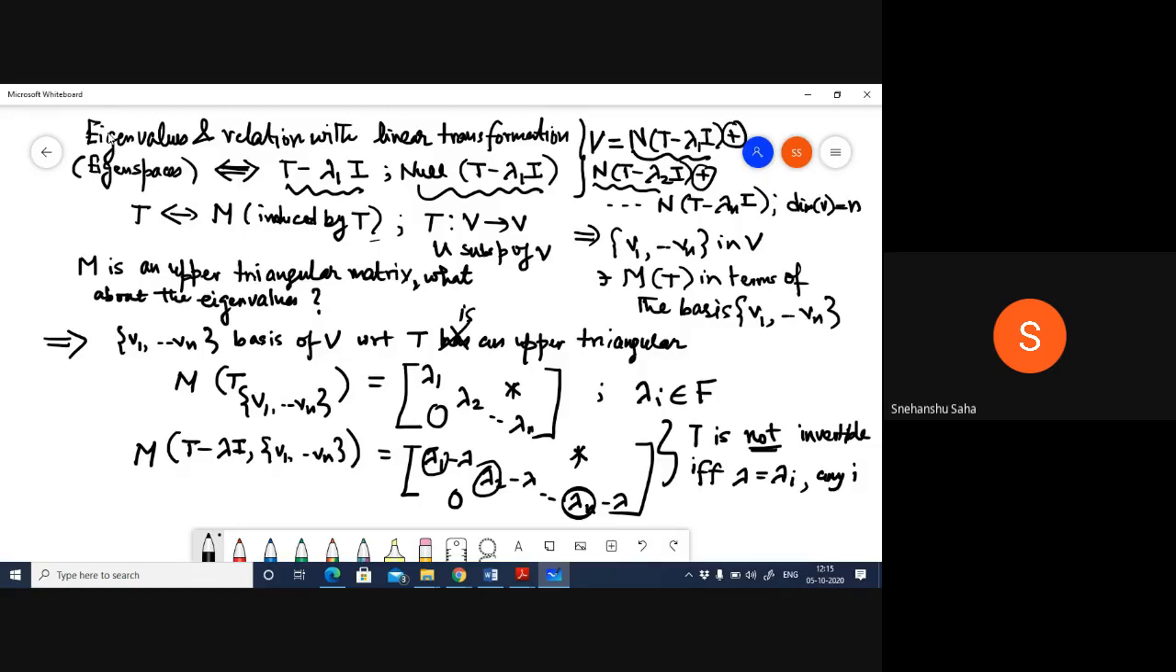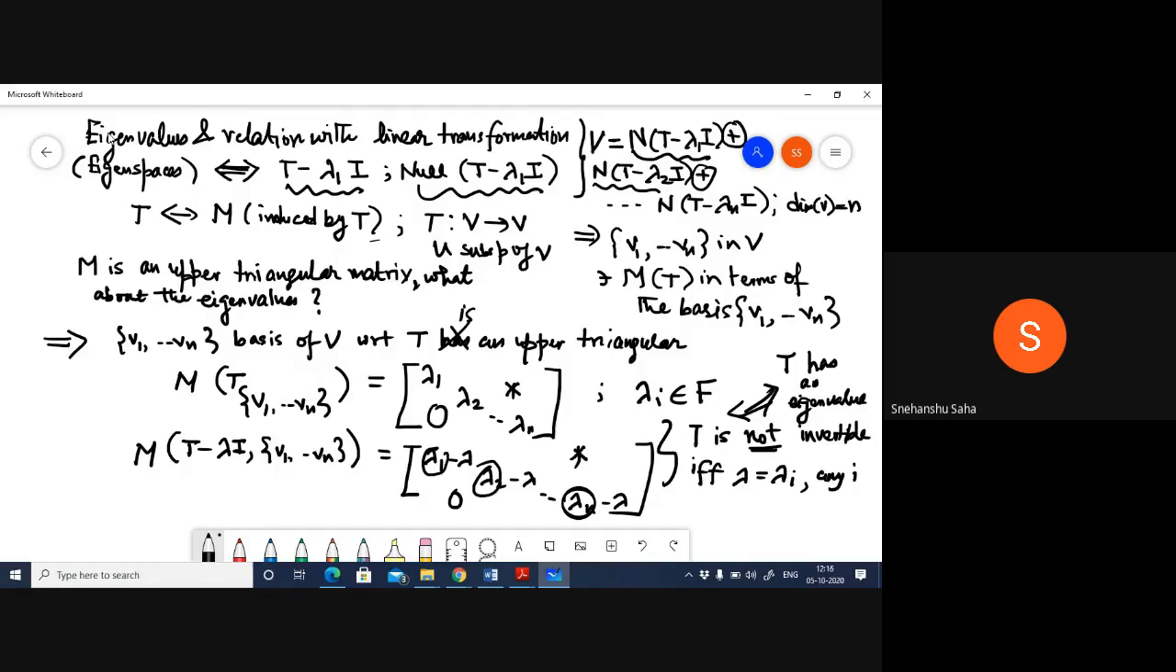So since not being invertible is equivalent to having an eigenvalue, we have seen this result. So we can easily conclude that lambda is an eigenvalue of T if and only if it is one of the diagonal entries.